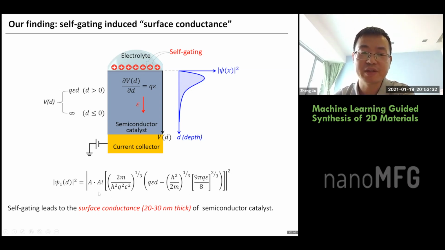And the probability density of electron can be written as here, and it's only dependent on a few key parameters: the epsilon values, and also the thickness of the 2D semiconductor. So we call this surface conductance.